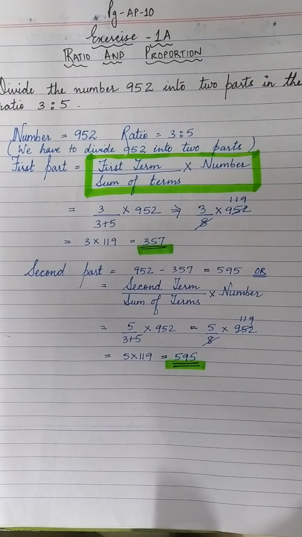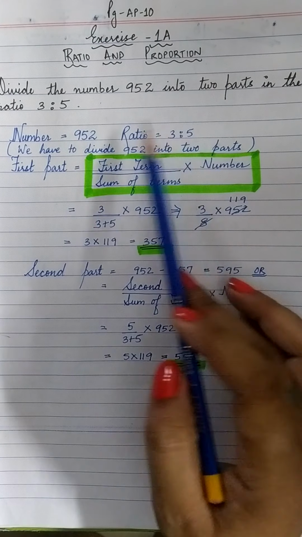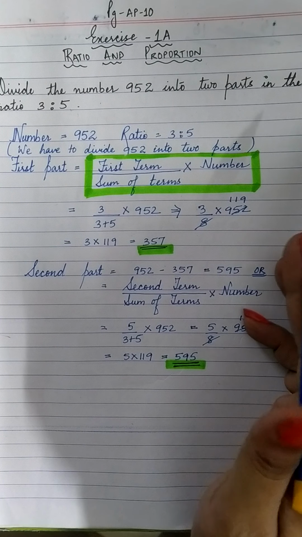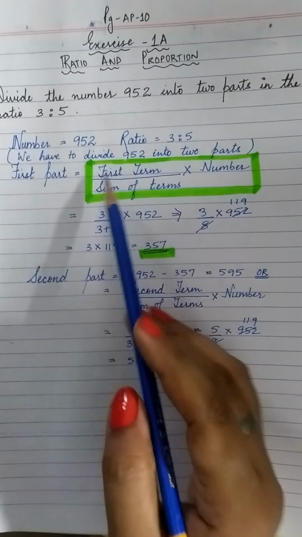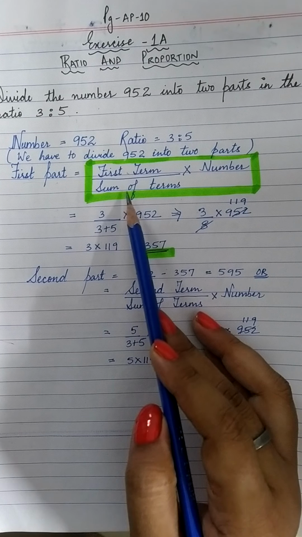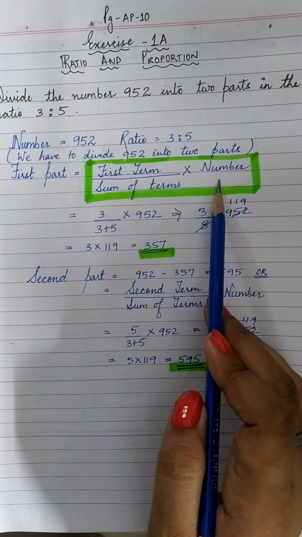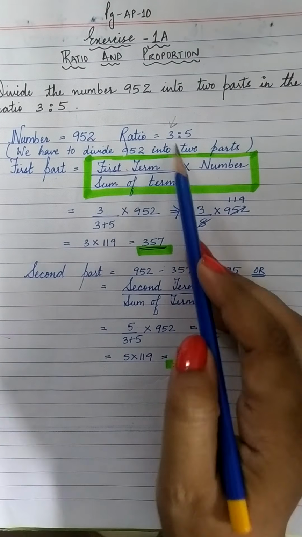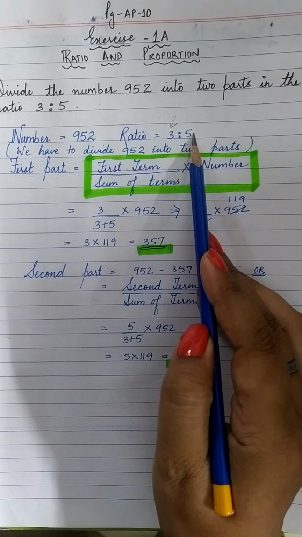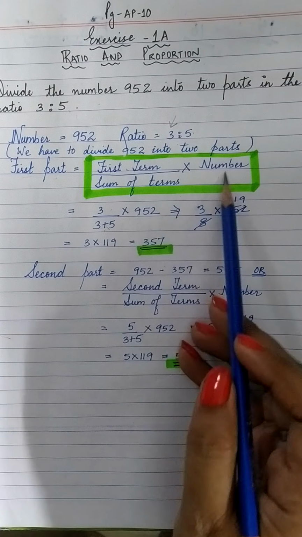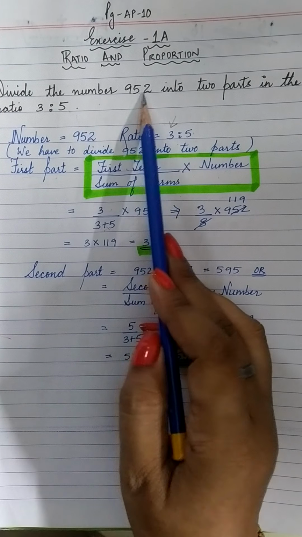You know that the formula is, when we have to divide a number into two different parts and the ratio is given to us, then for finding the first part, the formula used will be first term upon the sum of terms into the number. Here first term is 3, children, upon the sum of terms. Sum of terms means 3 plus 5, that is 8. So 3 upon 3 plus 5 into the number given to us, 952.